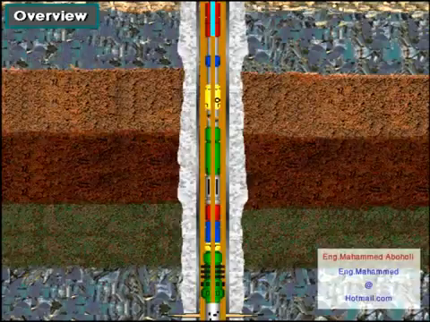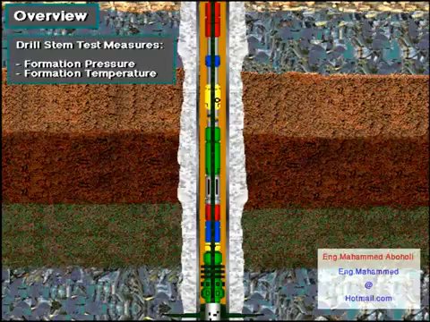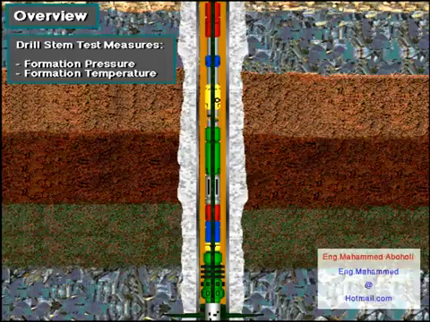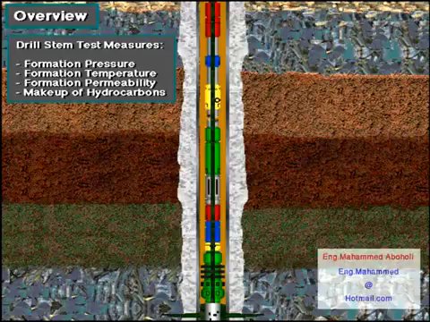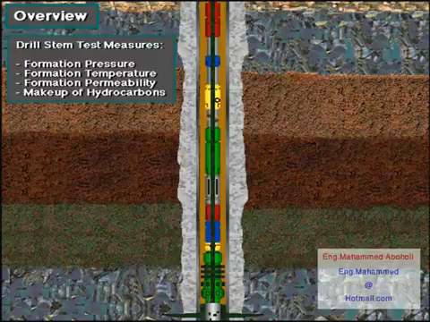In addition to logs, the well operator will sometimes order a drill stem test. The drill stem test, or DST, temporarily produces hydrocarbons through the rig's drill string, or stem. DSTs also measure and record formation pressure and temperature data. To determine formation permeability and the makeup of hydrocarbons, the well owner may run a DST tool.